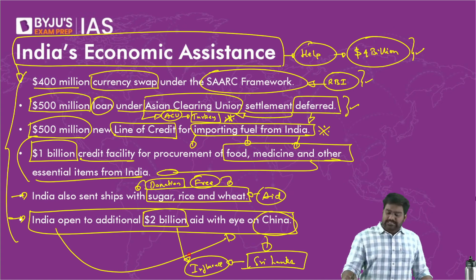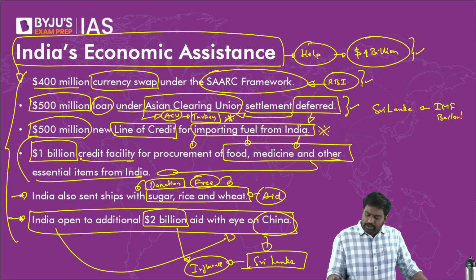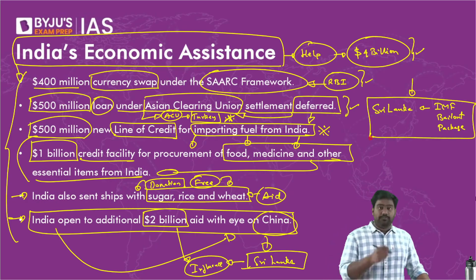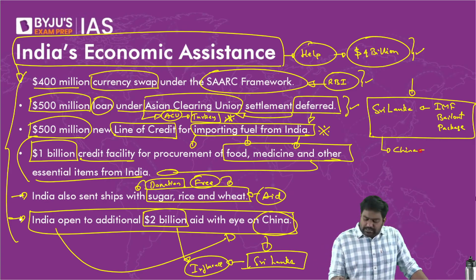So as of now, it is negotiating an IMF bailout package. All right. These talks are ongoing, and I need you guys to track this development. The talks are going on with IMF for a bailout package. And recently, just 2 days ago, Sri Lanka and China have worked out a restructuring plan for whatever Chinese loans were pending, right?